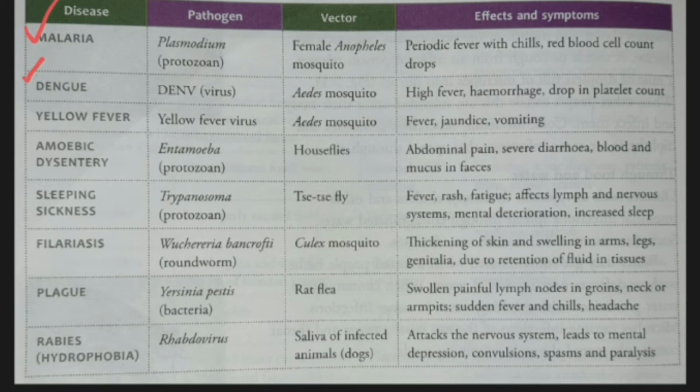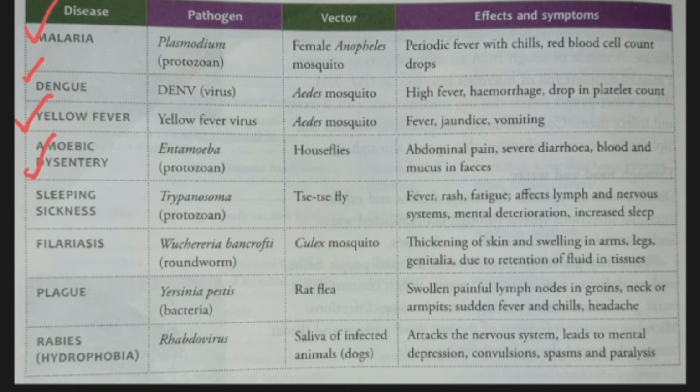The next one is yellow fever. The pathogen is the yellow fever virus. The vector is the Aedes mosquito, and the effects and symptoms are fever, jaundice, vomiting, etc. The next is amoebic dysentery. The pathogen is Entamoeba, which is actually a protozoa. The vector is house flies, and the effects and symptoms are abdominal pain, severe diarrhea, blood and mucus in feces, etc.